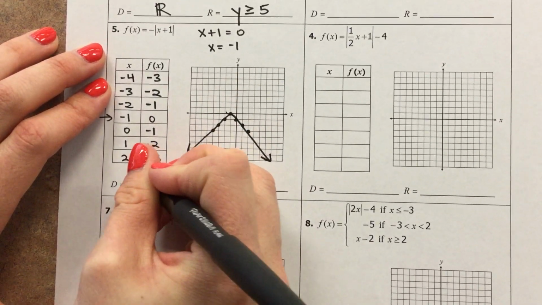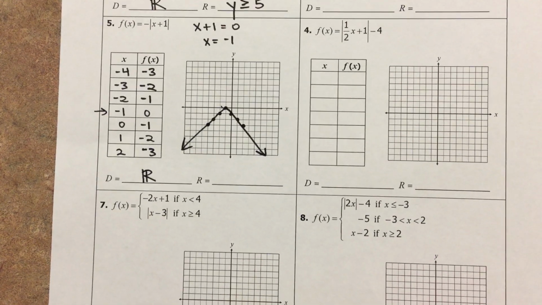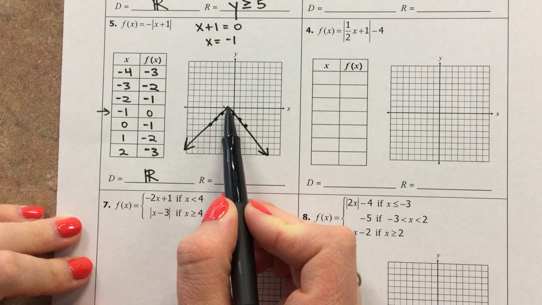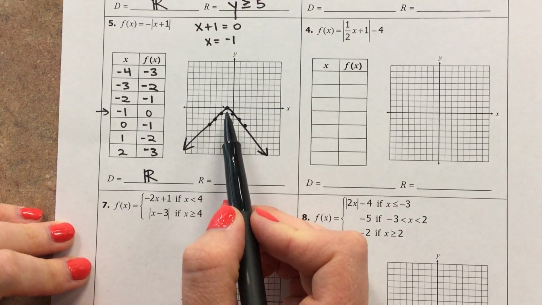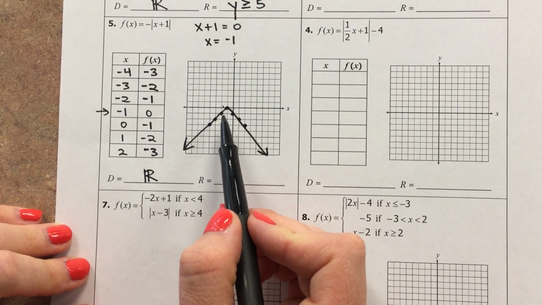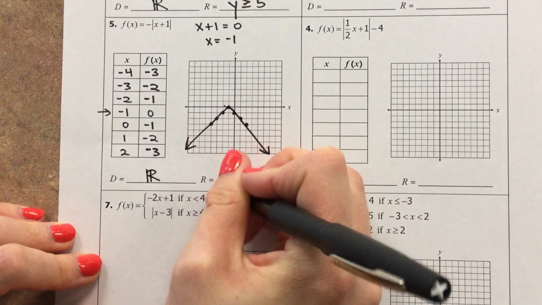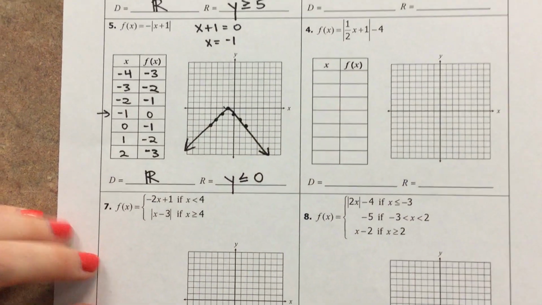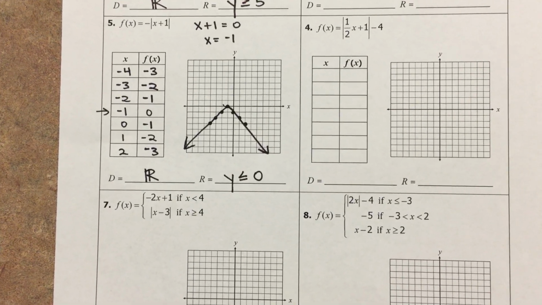So domain all reals, you can always plug in any x value you want into an absolute value function. The range is based on this point right here. All right, so this y value is 0. The weird thing is here, that is actually the highest y value. Okay, so this, it starts at 0, but then it goes down. So when you're doing the range, you're going to say y is less than or equal to 0 instead of greater than, because it starts at 0, but from that point it goes down.